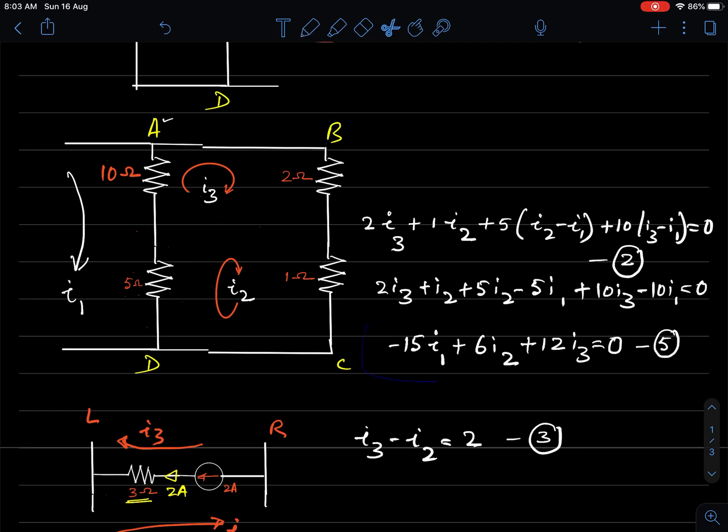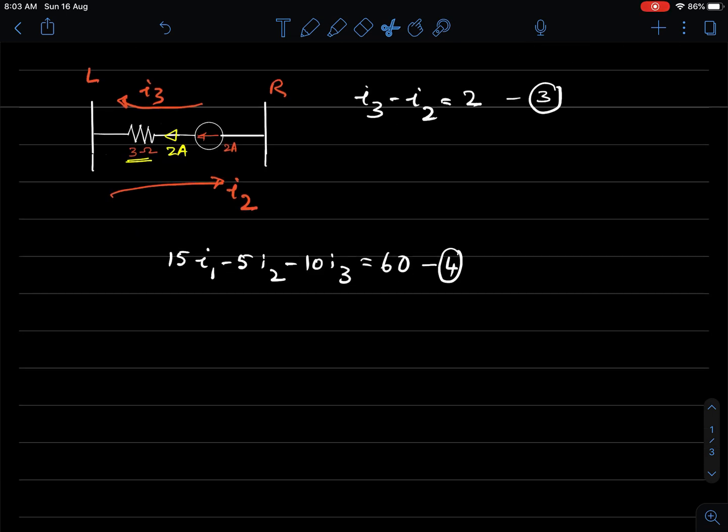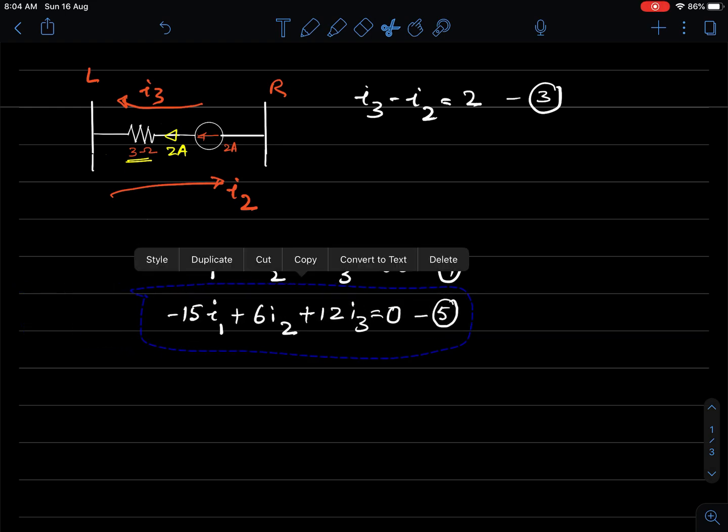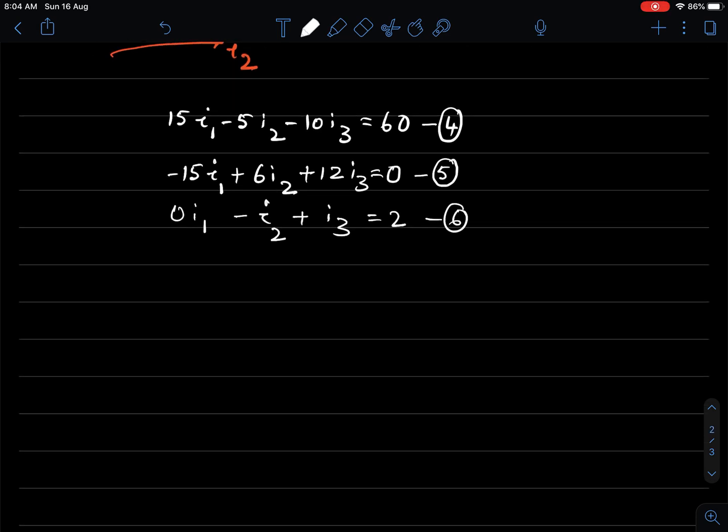I'll copy this equation and put it underneath so that they come one below the other. And equation 3, I will now write as equation 6. I will write it as minus I2 first, then I3 equal to 2, so that while feeding in the calculator, I won't make any mistake. I can even write this as 0 I1. Now you feed these values in the calculator and you will get the solution.